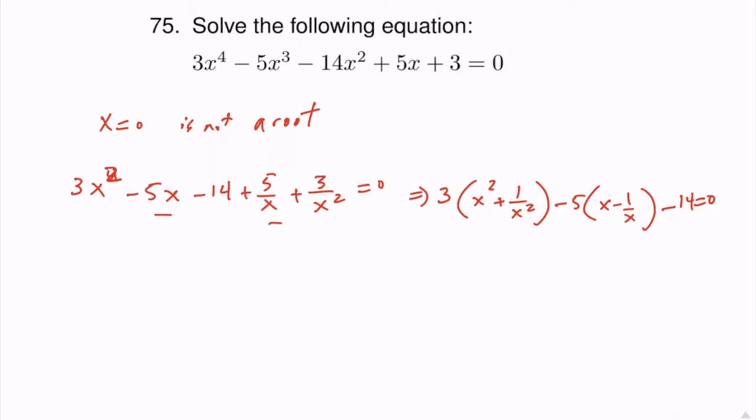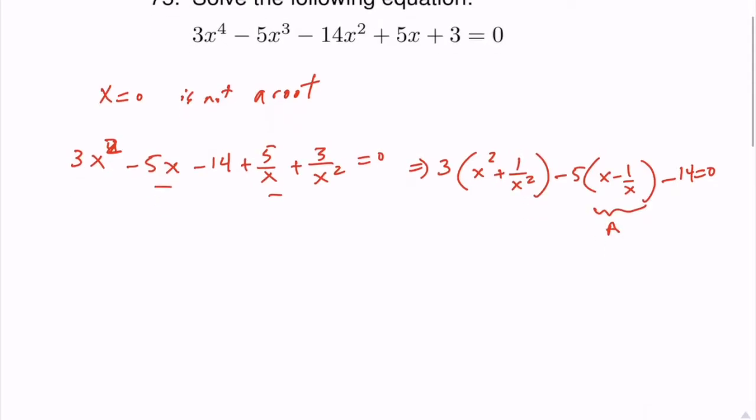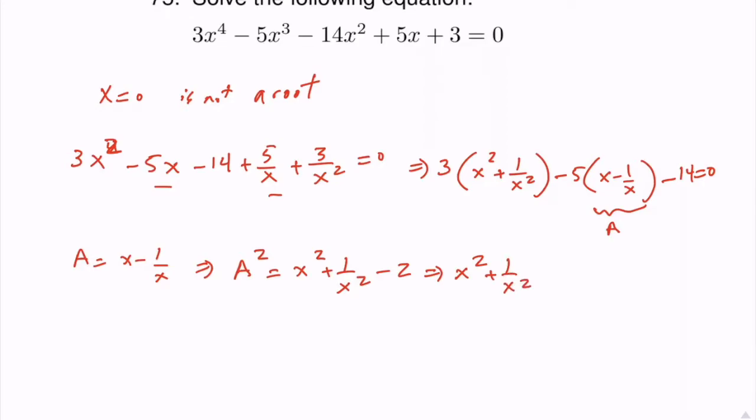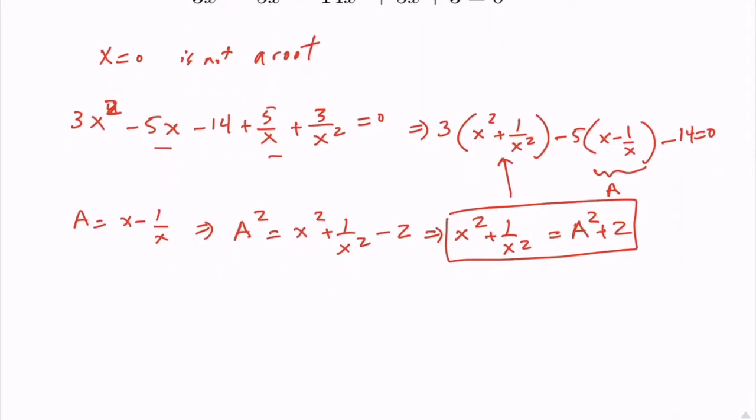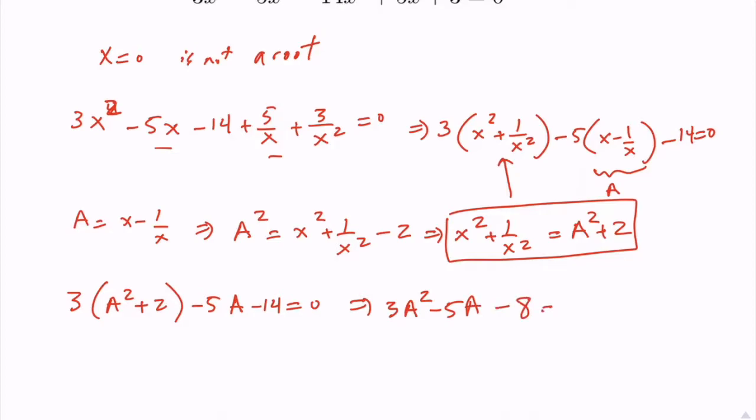If I say this term is a, then a is x minus 1 over x, and therefore if I square it, a squared will be x squared plus 1 over x squared minus 2, and therefore x squared plus 1 over x squared will be a squared plus 2. Replacing this into the equation, we get 3 times a squared plus 2, minus 5a, minus 14 is 0, and therefore 3a squared minus 5a minus 8 is 0.